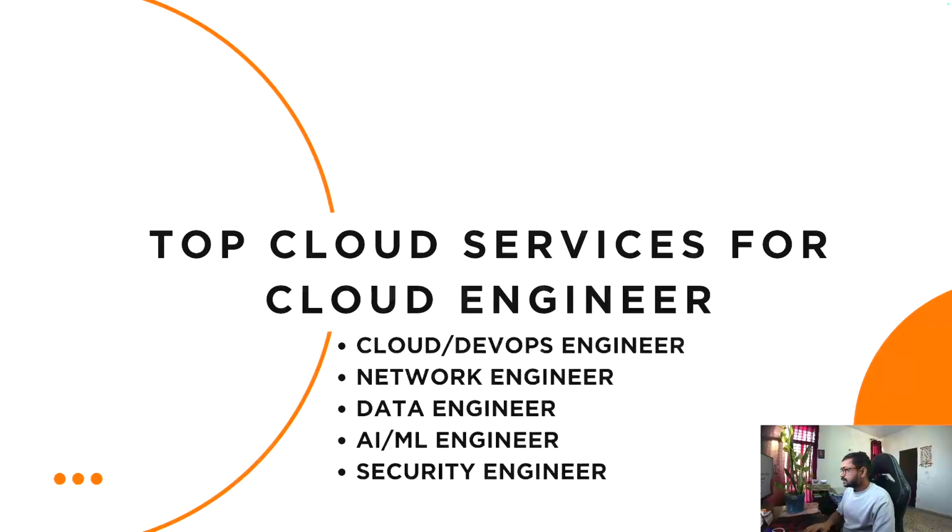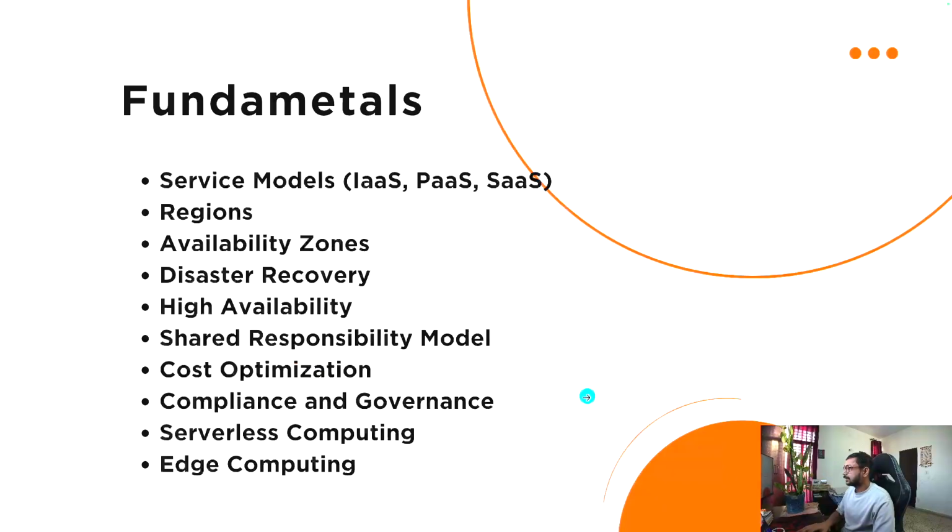Okay, so as you can see here, I'll cover the cloud and DevOps engineer, network engineer, data engineer, AI/ML engineer, and security engineer. Now, before I do that, there are some fundamentals that everyone should know who is starting out with cloud, right? So, for example, that can be service models. What is infrastructure as a service, platform as a service, and software as a service, right? And then what are availability zones, regions? What do we mean by high availability and disaster recovery?